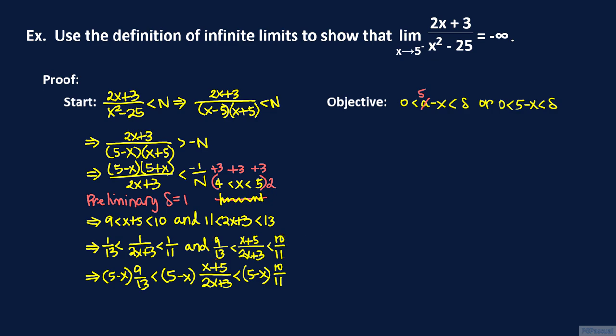We want to make sure that the original n inequality stays true. And so we set 5 minus x times 10 over 11 less than minus 1 over n. And so 5 minus x should be less than minus 11 divided by 10 times n.